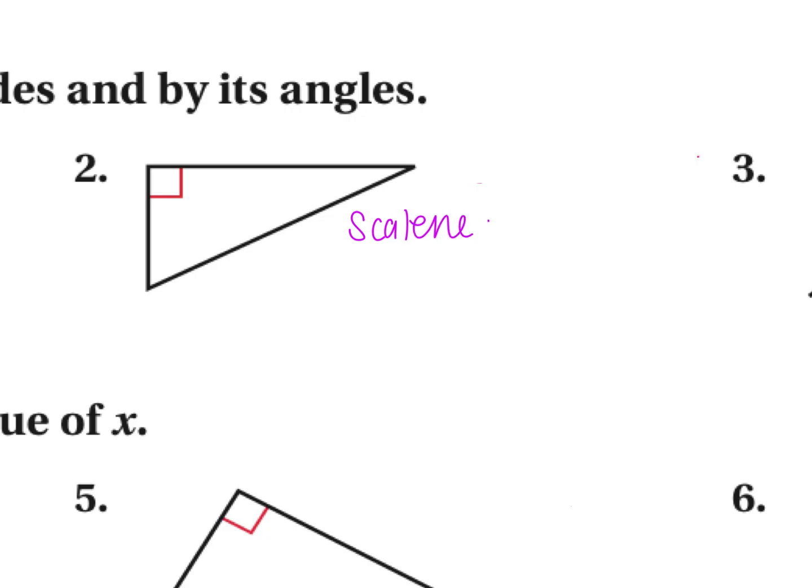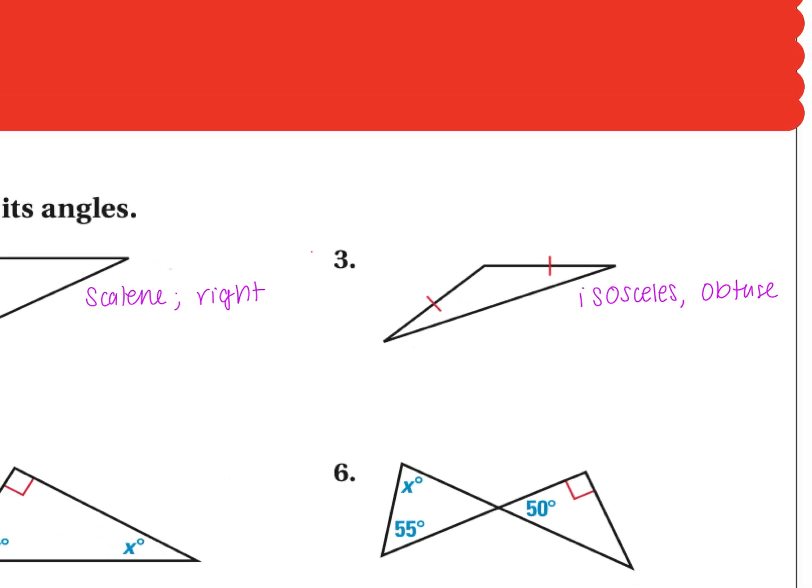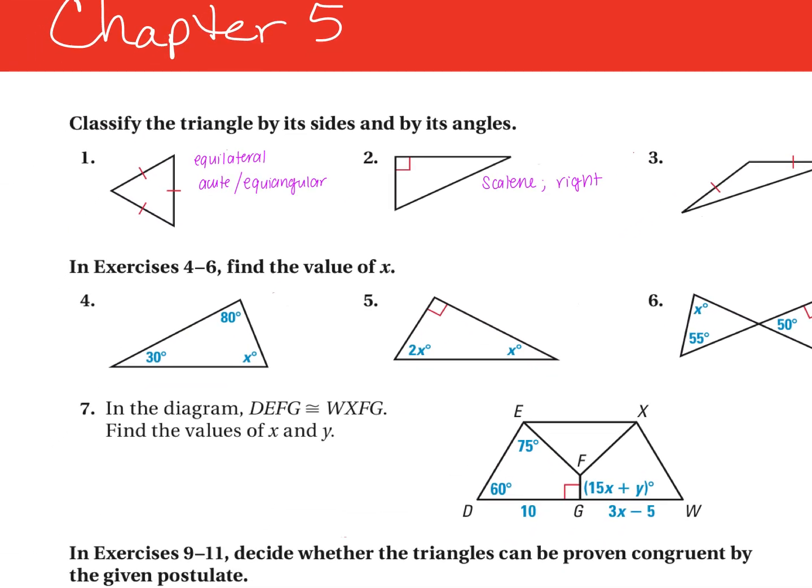All right, looking at number 2, by its sides, this is scalene, because nothing is congruent, and by its angles, it is right. Looking at number 3, by its sides, it's isosceles, and by its angles, obtuse. Okay, so just keep that in mind. It has to do with the congruent marks.